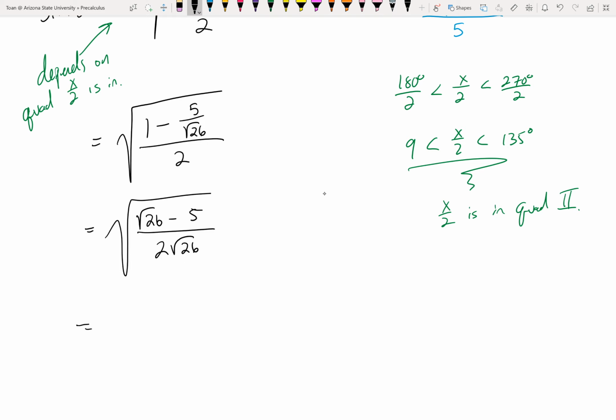So multiplying top and bottom, I guess I'll show it here. Radical 26, radical 26. Multiply top and bottom by radical 26 gives us the square root of 26 minus 5 radical 26 all over 26 times 2, that's 52. And that was an option on the quiz, so that is our value.